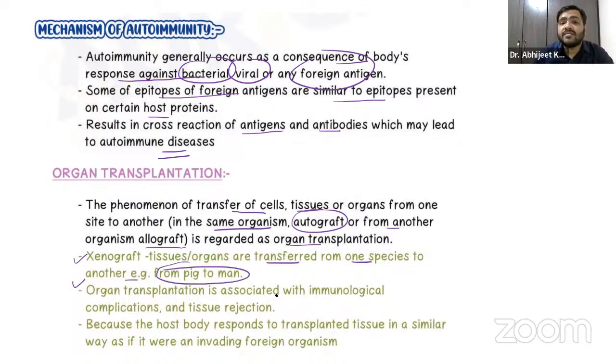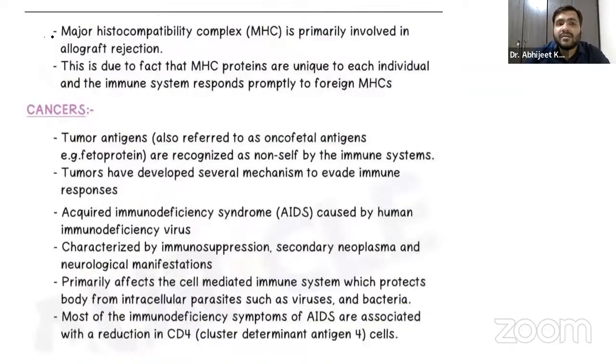Organ transplantation is associated with immunological complications and tissue rejection. Obviously, you are transferring an organ from one person to another, so the other person's immunity will try to react. It will treat that organ as a specific foreign antigen and try to produce antibodies against it, because the host body responds to the transplanted tissue like any foreign particle invading the body. The major proteins responsible for this rejection are the major histocompatibility complex.